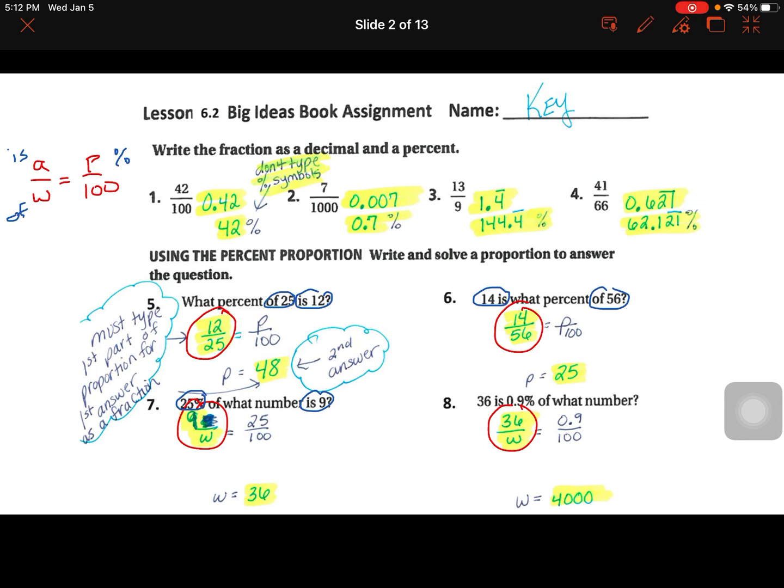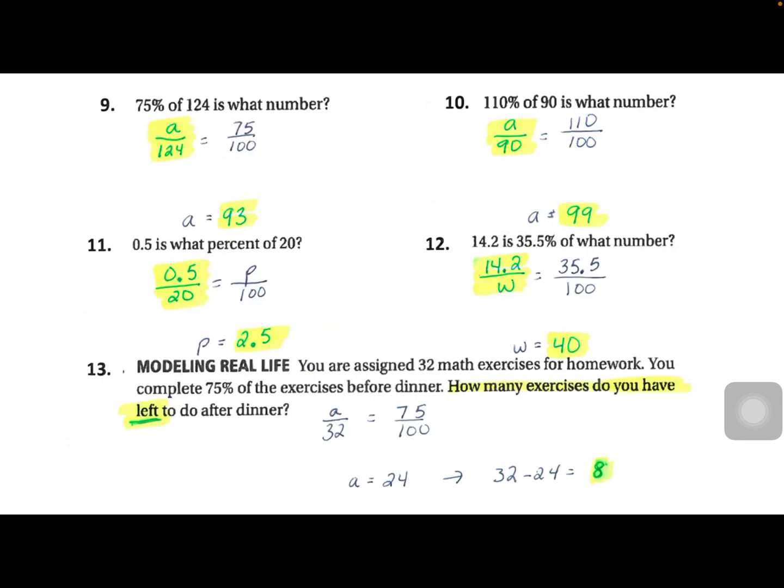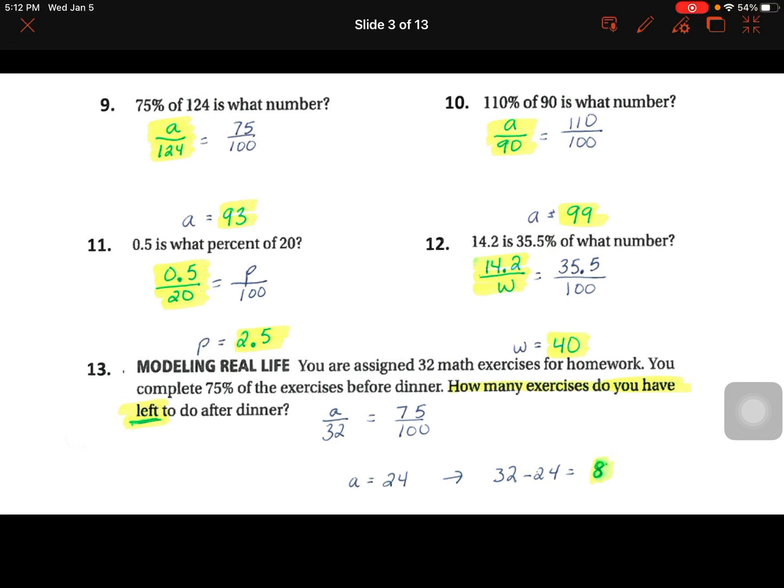All right, the second half of the assignment down below, 9 through 13. I'm not going to go ahead and read through all of these. You can pause and take a look at them, and you should already have been able to check your answers. However, number 13, I had numerous students in my class have the correct answer, but then got the wrong answer because they did all this nice, pretty work. They set the proportion up correctly.